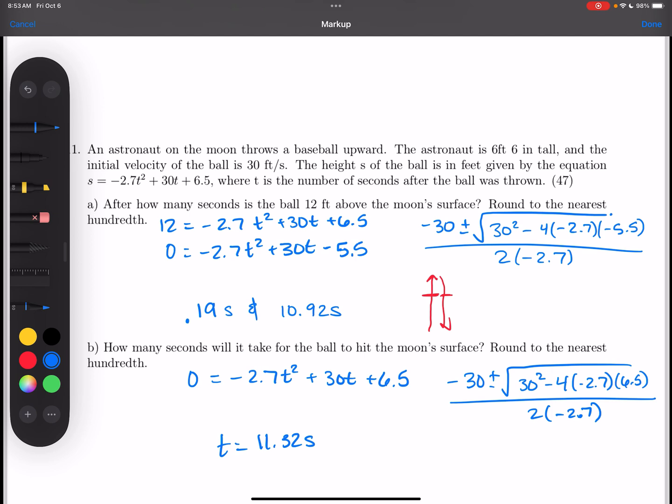So I think when you type it in, it may not be the negative one that gives you the negative number, so I would still check both, but one of them is going to give you negative time, I'm pretty sure, which obviously cannot be the case.